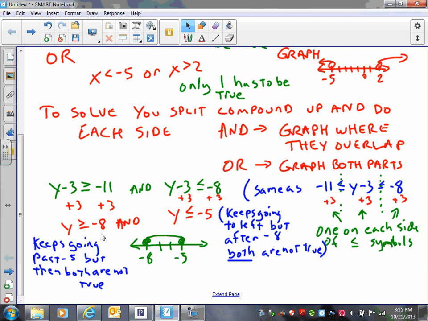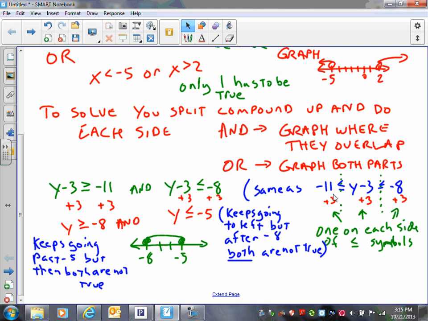Now, I would graph this: y is greater than negative 8. I would put a dot, because it's got the line underneath, greater than or equal to. Put a dot on negative 8, and it would keep going to the right. But if I go past this negative 5, then both aren't true, so I don't write the overlap. Same thing over here. I would start at negative 5, put a dot on it, go to the left. And this part does keep going after negative 8, but after negative 8, both are not true, so you only graph the part where both are true.